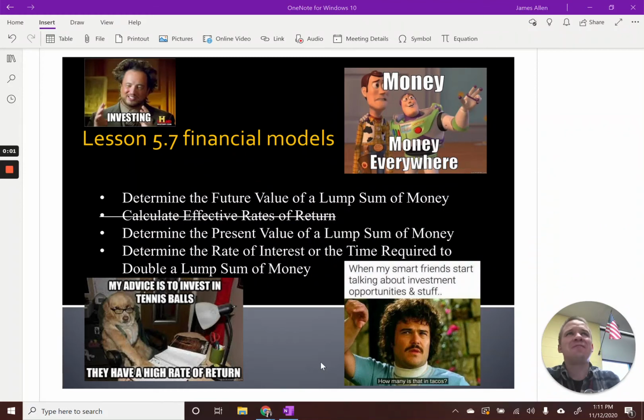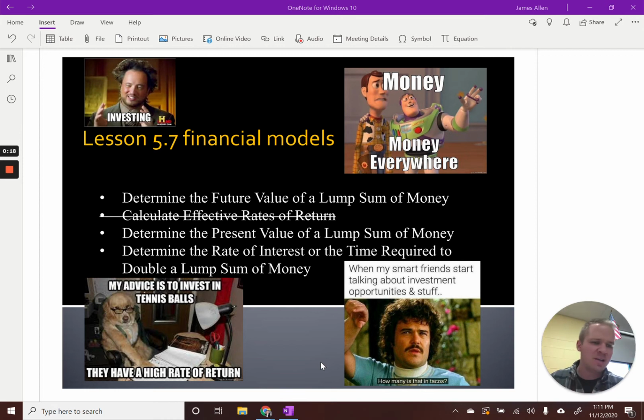Oh man, it's time for some financial models, ladies and gentlemen. You're like, hey, when am I ever going to use this math in real life? Right now, all right? We're going to have your money making money and making money off that money that made money off that money and made more money. We're talking about compound interest with that.